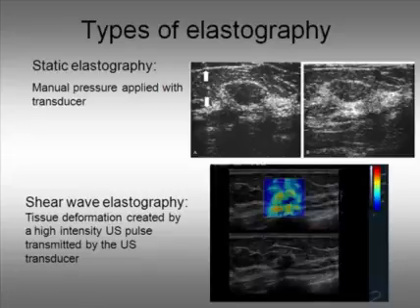There are two basic types. Static elastography utilizes manual pressure that's applied with the transducer. Shear wave elastography produces tissue deformation by using a high-intensity ultrasound pulse transmitted into the breast by the ultrasound transducer.